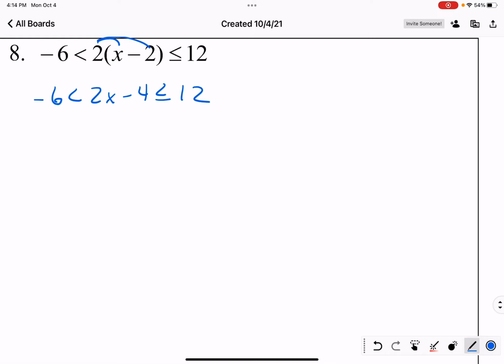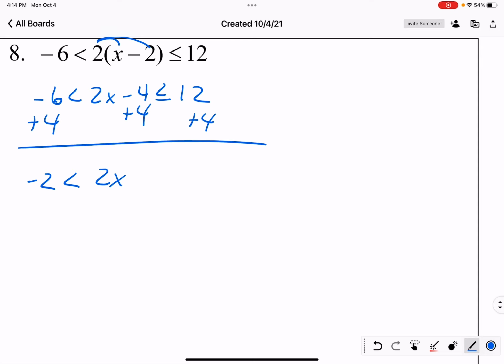So now I'm just going to add 4 in the center, but now I'm going to do it to the left and the right, right? Because this is a compound inequality. I'm really dealing with 2 inequalities at once, right? So negative 6 plus 4 would give us negative 2. Less than, let's drop down 2x in the center. This will go away. And then less than or equal to, what's that, 16?